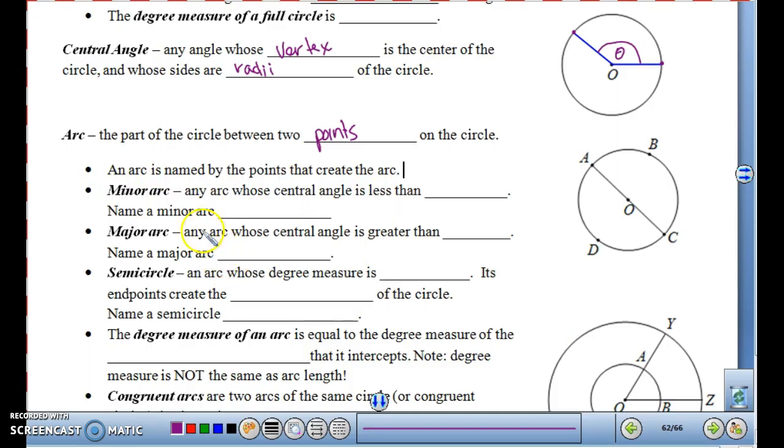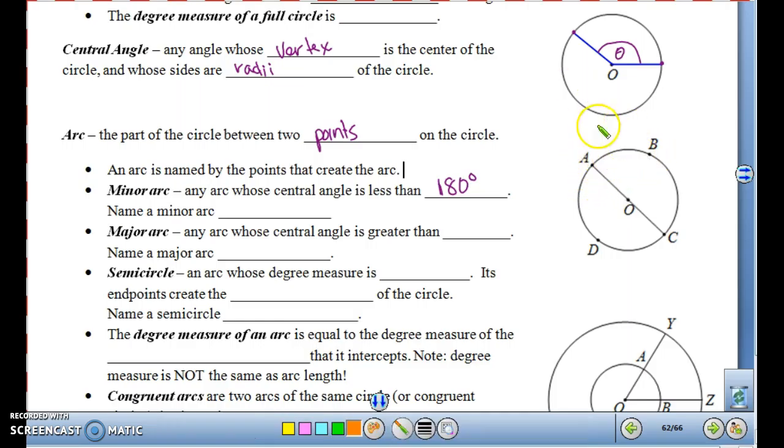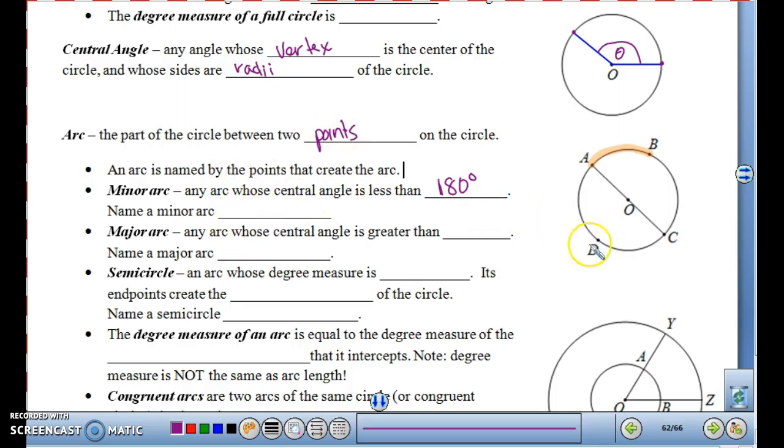There are different arcs formed. A minor arc is any arc whose central angle is less than 180 degrees. 180 degrees would be half the circle. So a minor arc, for example, A to B, like this, is less than 180 degrees. If I put in the radius right here, that arc right there is less than 180 degrees. So the minor arc we would name AB.